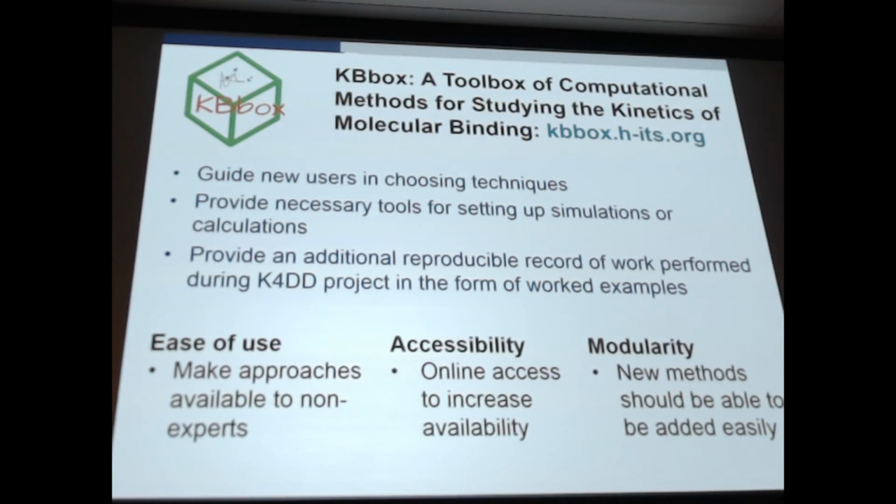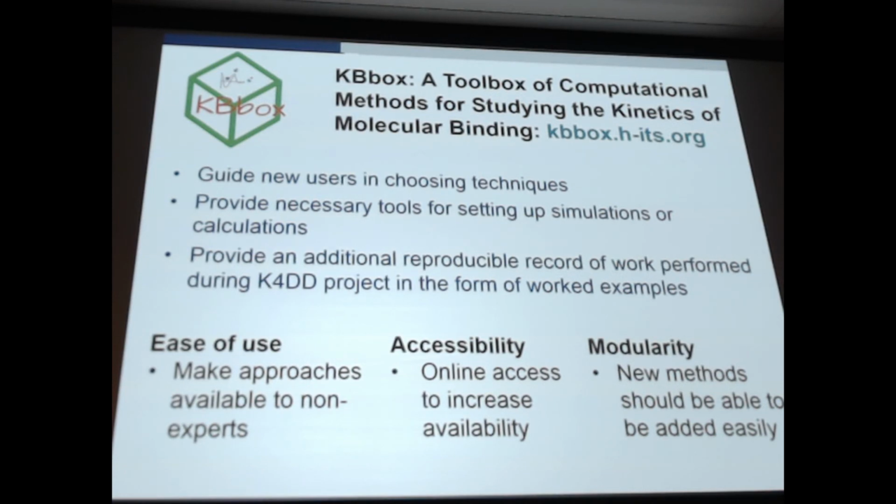Finally, I just want to draw your attention to this website we set up called KBbox as a sort of toolbox for computational methods for studying kinetics of molecular binding. So this is designed as a place, particularly where new users can go and find out about different sorts of approaches and when they might be able to use them according to what data they have available or what they want to find out.